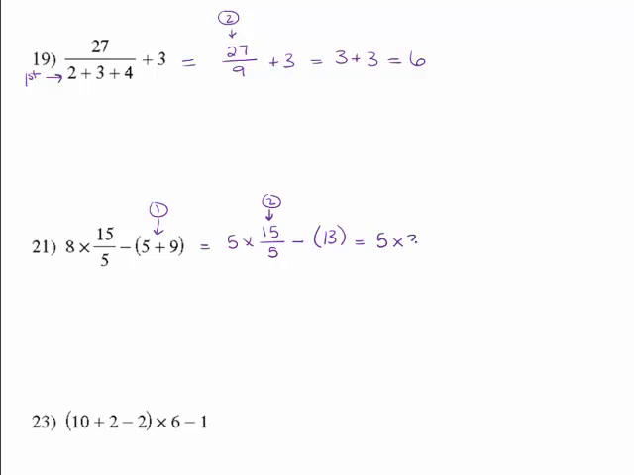So 5 times 3 minus 13. Multiplication comes next, then subtraction. Parentheses first. So 10 plus 2 minus 2, that's 12 minus 2, which is 10. Then multiplication, then subtraction.